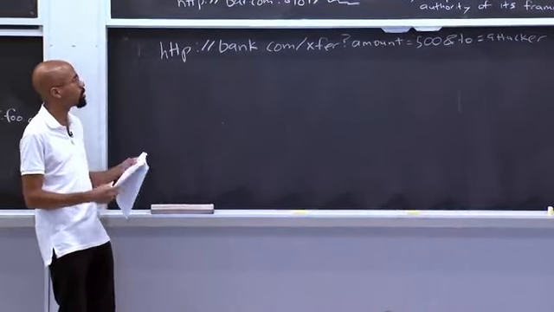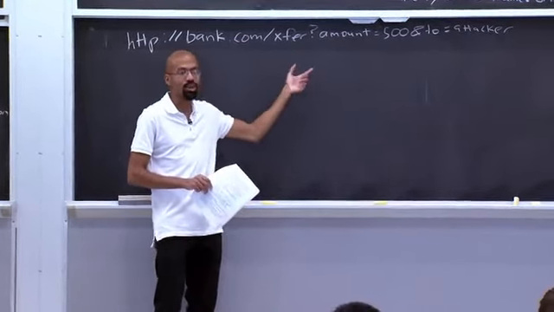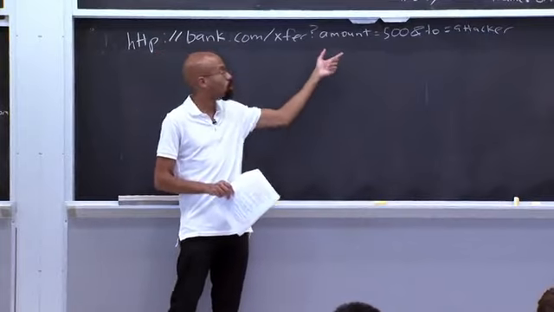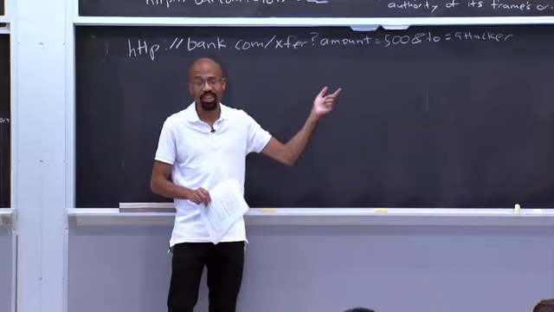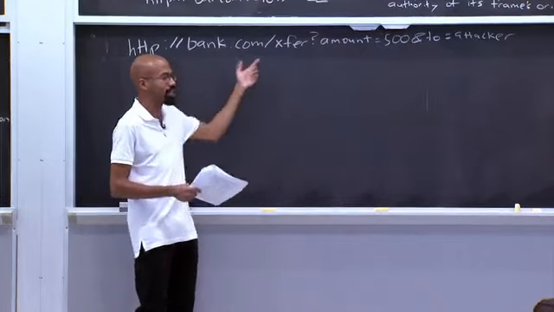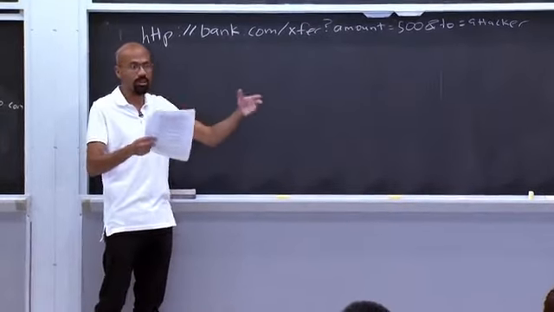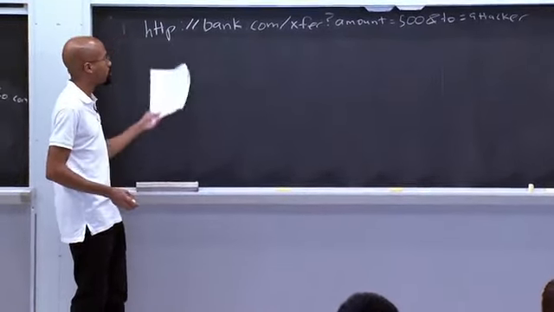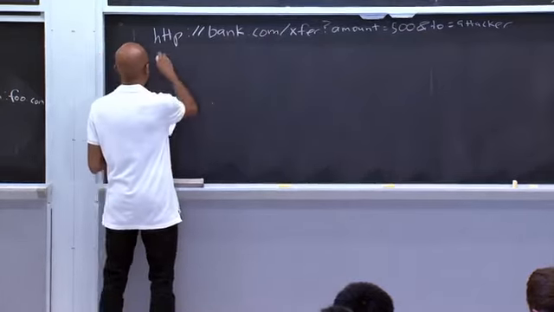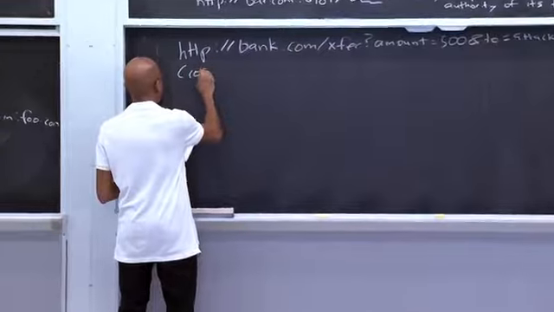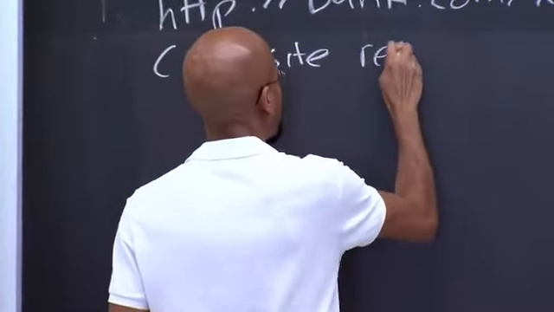The reason this attack works is because the attacker can figure out deterministically what this command should look like. There's no randomness in this command here. So essentially what the attacker can do is try this on his or her own bank account, figure out this protocol, and then just somehow force the user's browser to execute this on the attacker's behalf. So this is what's called a cross-site request forgery.